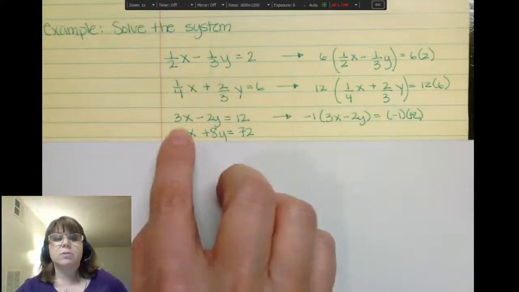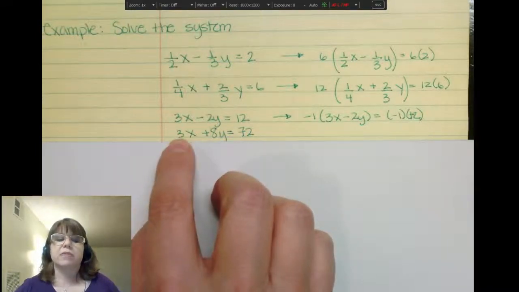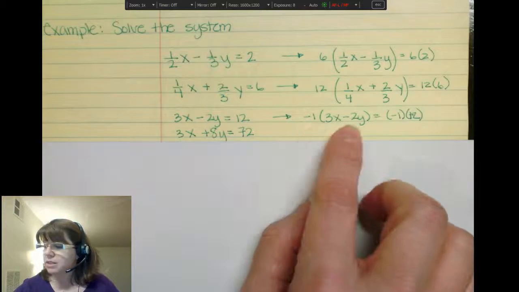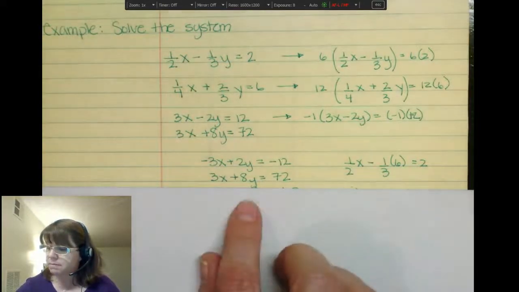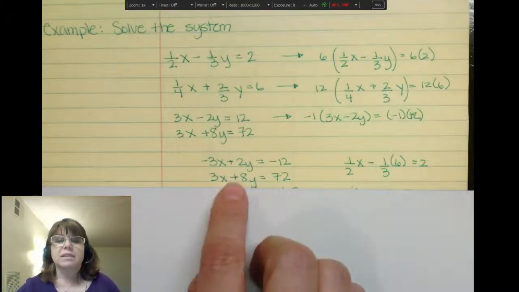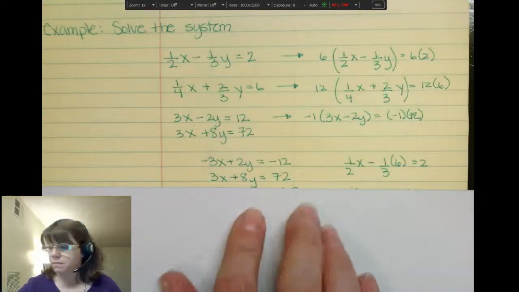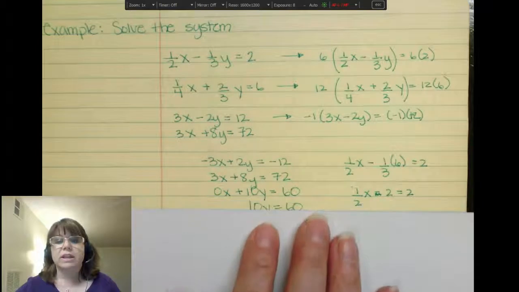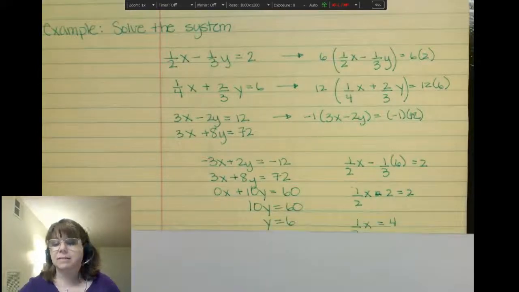Now the only thing I have to do here to be able to eliminate the x's is to multiply one of these equations by negative 1. I'm just going to choose the top one. So negative 1 times 3, negative 1 times 2y, and negative 1 times 12 will get me my new system of negative 3x minus 2y equals negative 12, 3x plus 8y equals 72. We're going to combine this new system with the result of 0x plus 6y equals 60. We can solve for y, and y will equal 6.